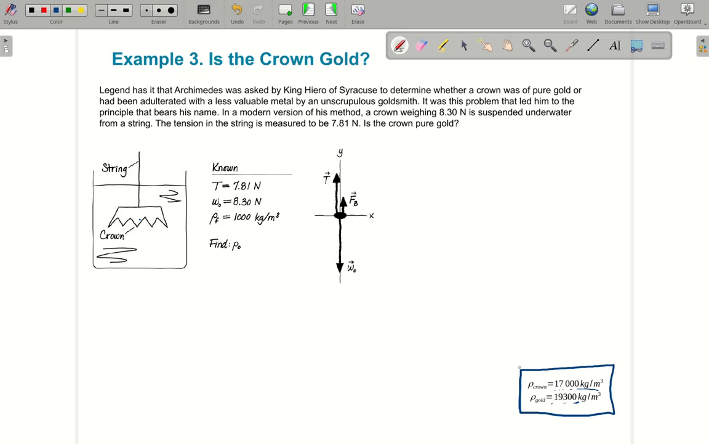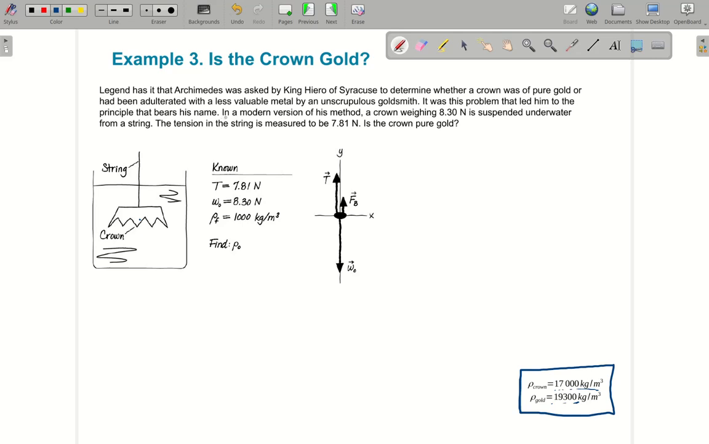So we will do this. We will look at a situation and give values to calculate that. It was this problem that led him to the principle that bears his name. According to this legend, he figured it out when he was taking a shower, and he ran outside without thinking that he was in the shower, yelling, I found it, I found it. I don't know if you have heard of this story.